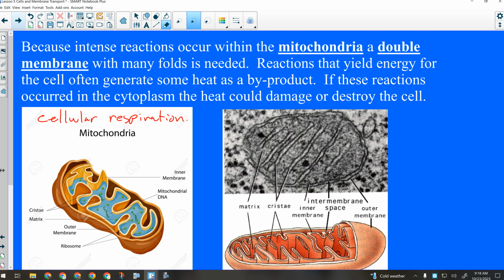Now, the mitochondria does have a double membrane. That double membrane acts as a bit of an insulator against the heat that is generated by cellular respiration, okay? We wouldn't want to raise the temperature of the surrounding cytoplasm and thus possibly the rest of the cell, interfering with the rest of the workings of the cell, okay?